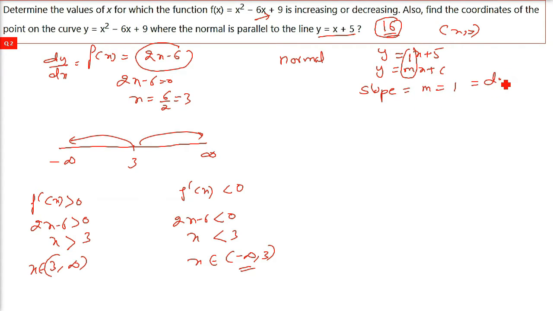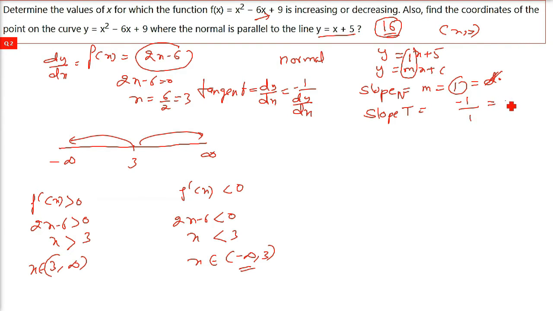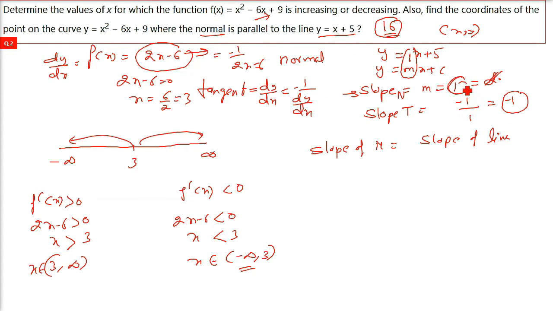So this is nothing but dy by dx. No, this is not dy by dx. This is minus 1 by dy by dx, because it is the normal. We have to find the tangent. So dy by dx is 2x minus 6. So if you want to equate 1 with something, it has to be 1 equals minus 1 by dy by dx. Or the slope of the tangent is minus 1 divided by 1. 1 is the slope of the normal. So the slope of the normal is equal to the slope of the line, which is already given in the question. It is not the tangent. So the slope of the line is 1. Slope of the normal is what?